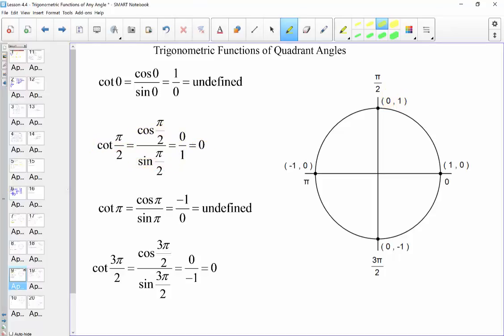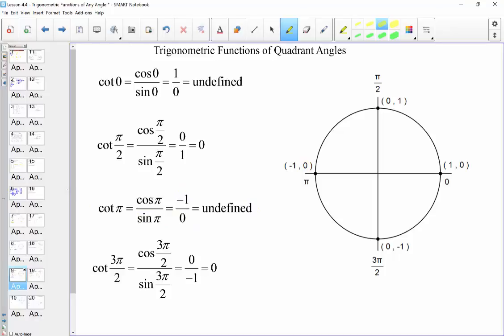The cotangent of pi is equal to the cosine of pi over the sine of pi. The cosine of pi is negative 1 because that's the x-coordinate where pi intersects the unit circle. The sine of pi is 0 because that is the y-coordinate where pi intersects the unit circle. So we have negative 1 over 0, which is undefined.